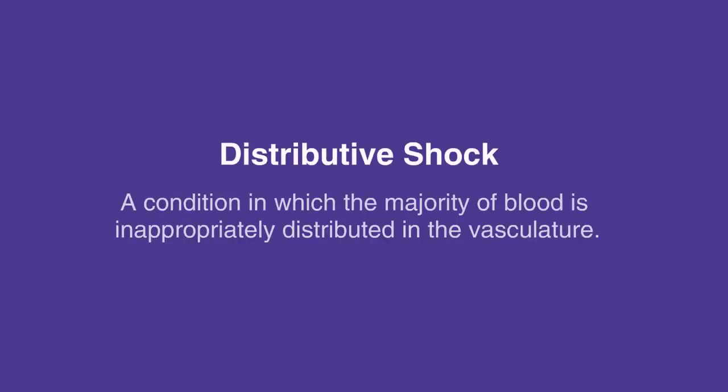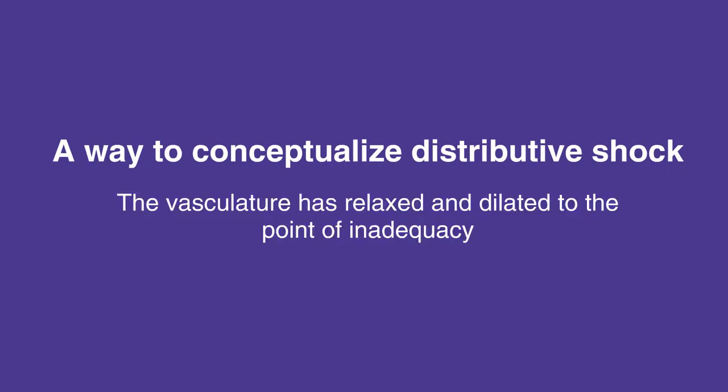Distributive shock is a condition in which the majority of blood is inappropriately distributed in the vasculature. A common way to conceptualize distributive shock is as a condition in which the vasculature has relaxed and dilated to the point of inadequacy. The arterial blood supply needs to maintain a certain tension in order to maintain blood pressure.